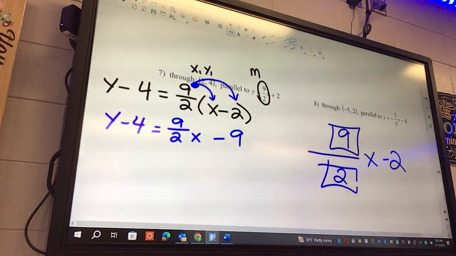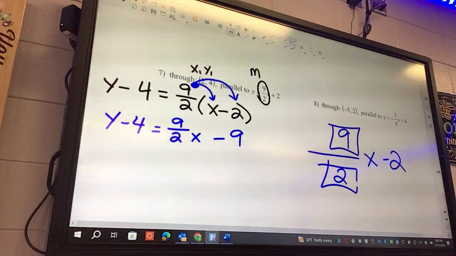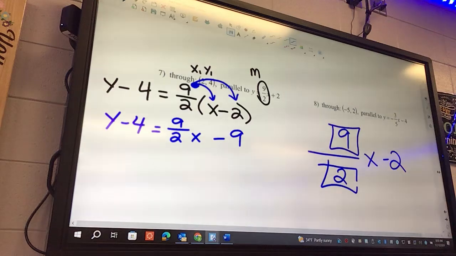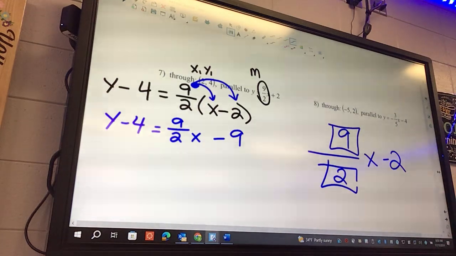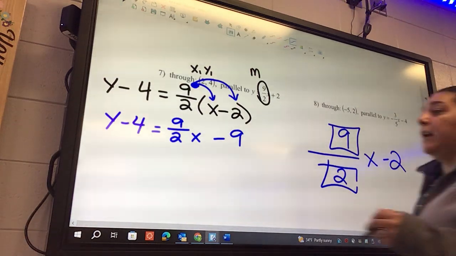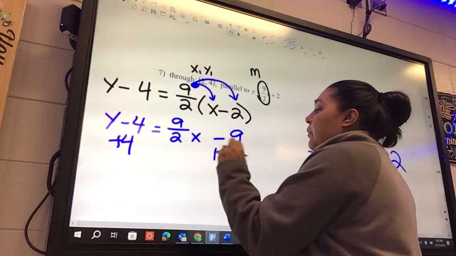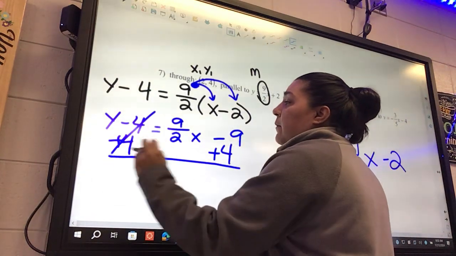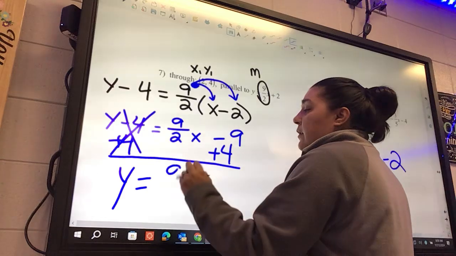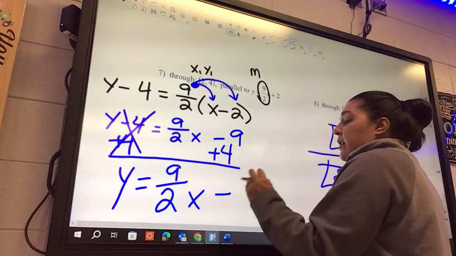What's going to be your next step? Look at the problem. We're going to add 4. So on your calculator, because it's going to have a negative 9 right there, you can just say plus 4. It's going to say like answer, and then you plus 4. Then click equals, because then you don't have to type in your fractions all over again. But if not, and you want to do it by itself, you totally can. So we're going to say plus 4, plus 4. So it's going to be y equals 9 over 2x minus 5.